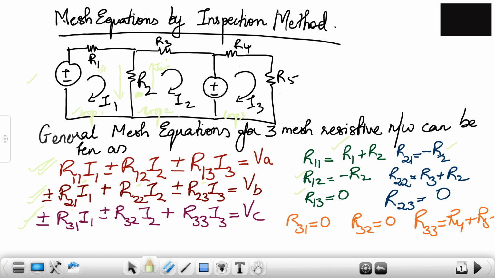Next is the third row of equations. R31. Is there any resistance that is common between loop 3 and loop 1? No resistance. So therefore it is equal to 0. R32. Any resistance that is common between loop 3 and loop 2? No resistance. So equal to 0. And R33. That is the resistance which is equivalent to all of loop 3. So what is the resistance? Sum of resistances R4 and R5.